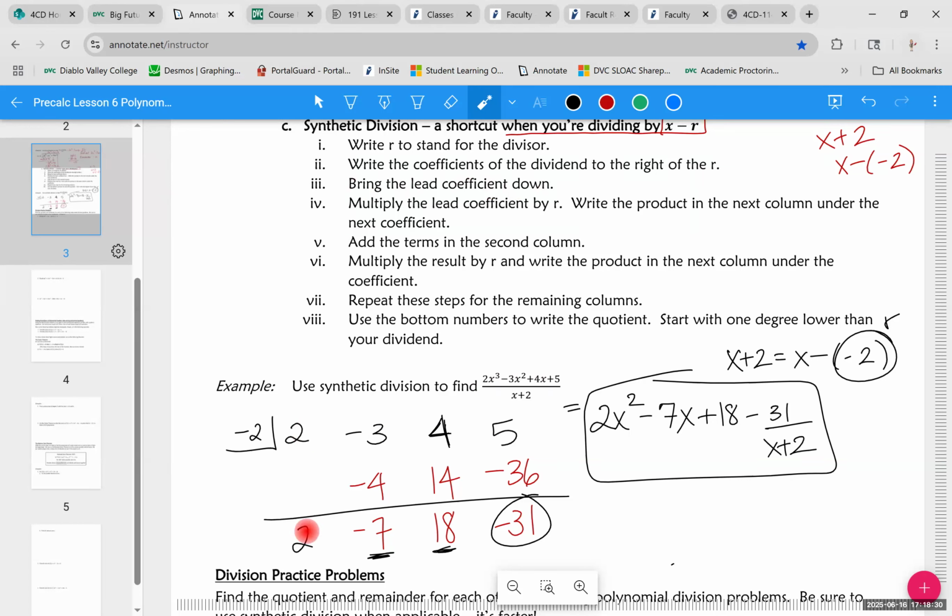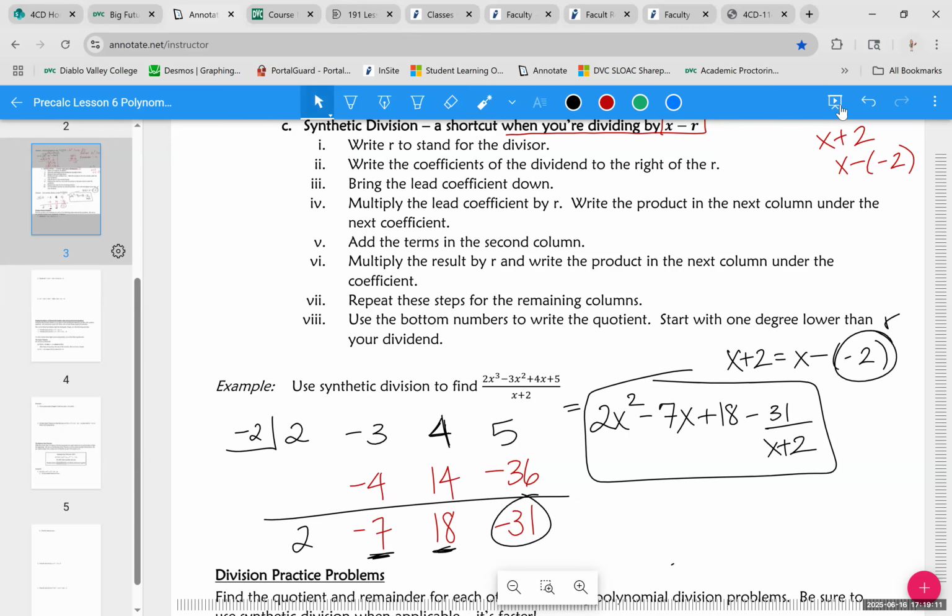Bring the lead coefficient down. Multiply the lead coefficient by R. Write the product in the next column under the next coefficient. Add the terms in the column. Multiply the result by R. Write the product in the next column under the coefficient. Repeat these steps. Then use the bottom numbers to write the quotient. Start with 1 degree lower than your dividend.